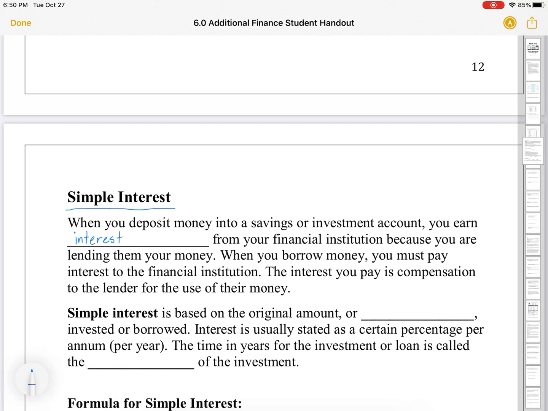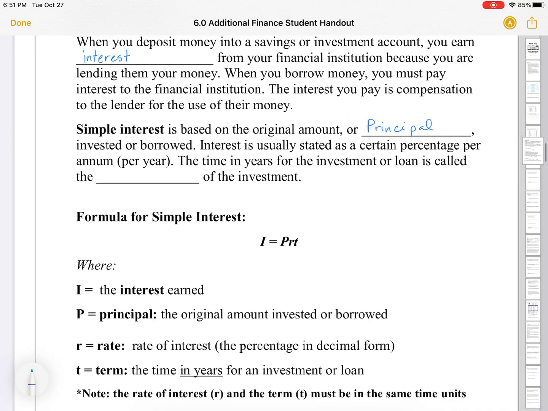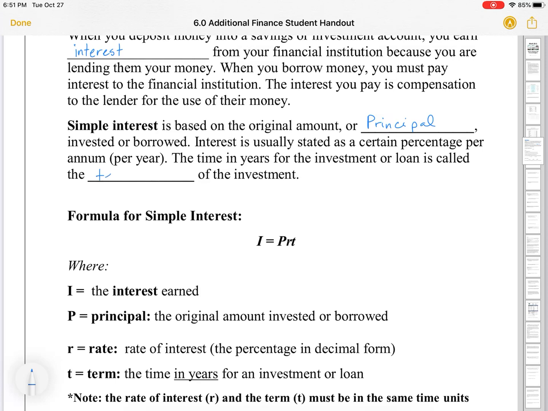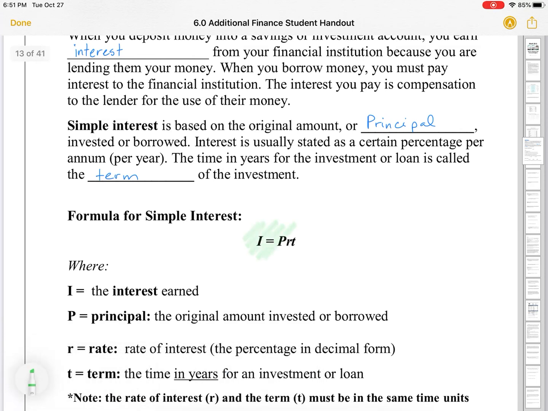Simple interest is based on the original amount or the principal. These should sound familiar. Invested or borrowed. Interest is usually stated as a certain percentage per annum, per year. The time in years for the investment or loan is called the term of the investment. Okay? And we've seen this formula earlier today.